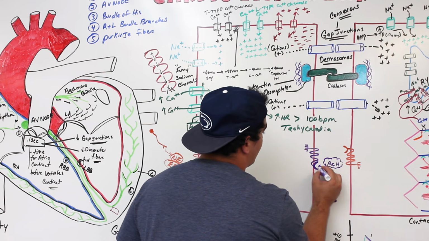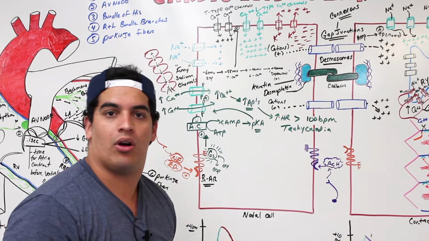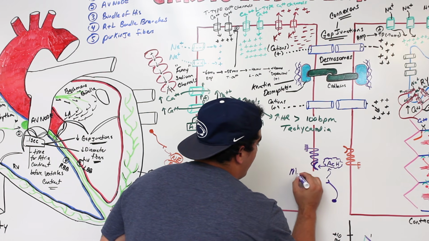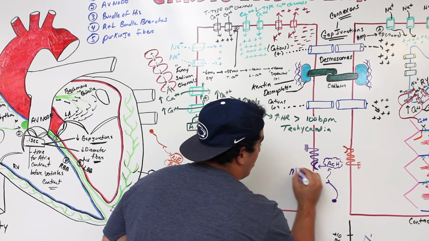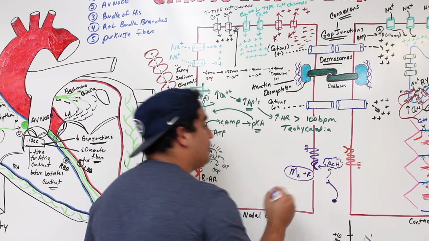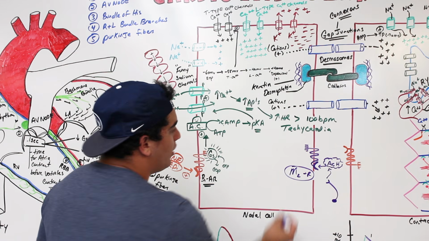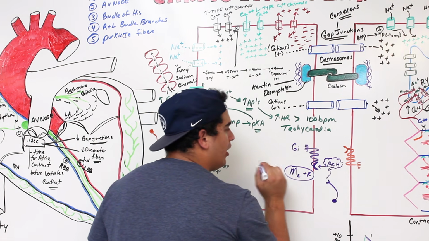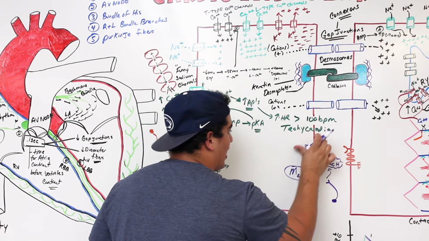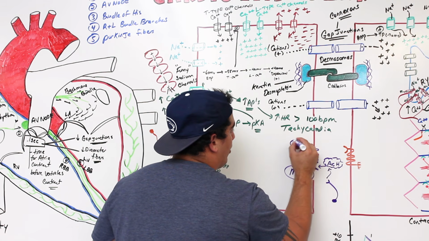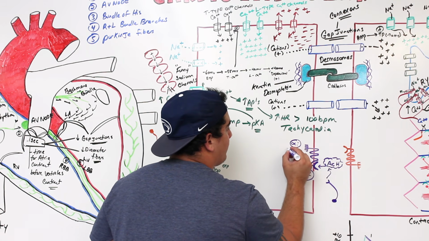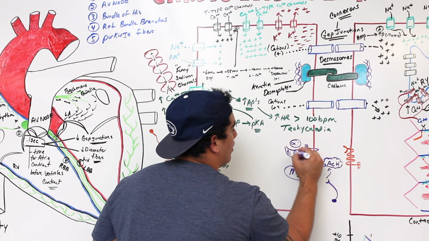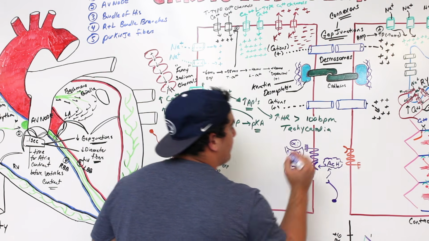Acetylcholine binds onto these receptors present on the membrane. What is this receptor here called? This receptor, we said, was called an M2 receptor, which stands for muscarinic type 2 receptor. When acetylcholine binds onto this receptor, it activates what's called a G inhibitory protein. But remember, we said that G inhibitory protein is broken into 3 components: alpha inhibitory, beta inhibitory, and another one which is called gamma inhibitory.